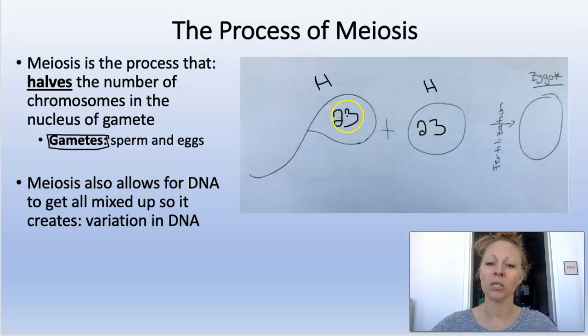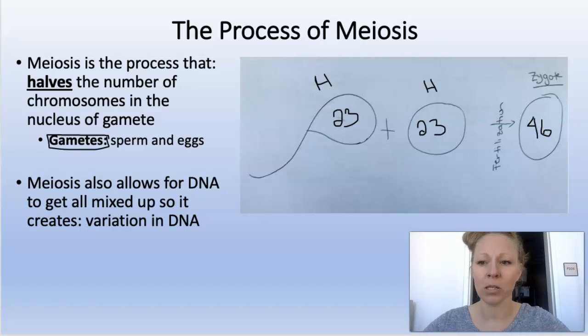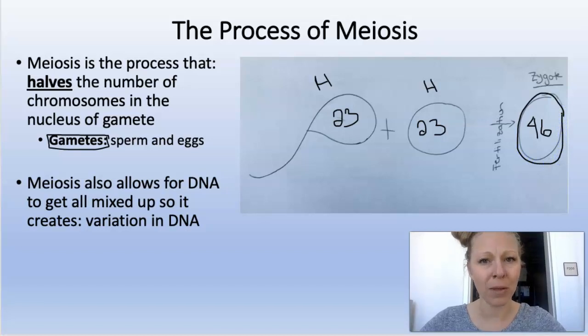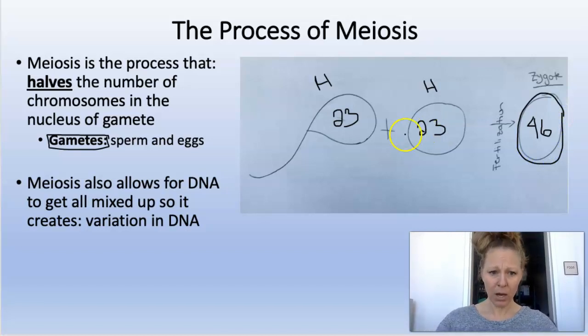Well, so that when a sperm fertilizes an egg and creates a zygote, well then it's going to have 46 chromosomes. And those 46 chromosomes make it a diploid cell. So at that point, when we have a fertilized egg, here's our zygote, our fertilized egg, this cell is going to start going through mitosis and dividing and becoming a person. So the point of meiosis is that it's going to halve the number of chromosomes. It also allows for variation.